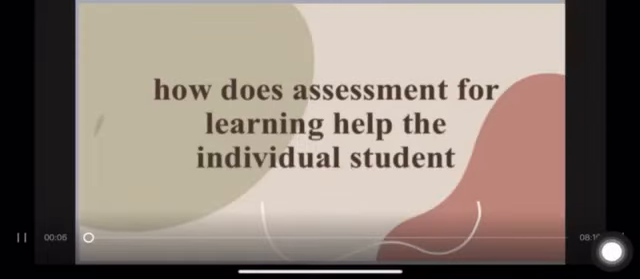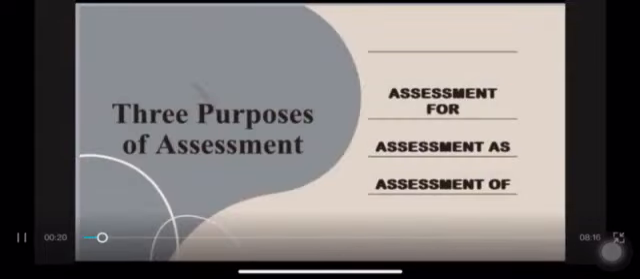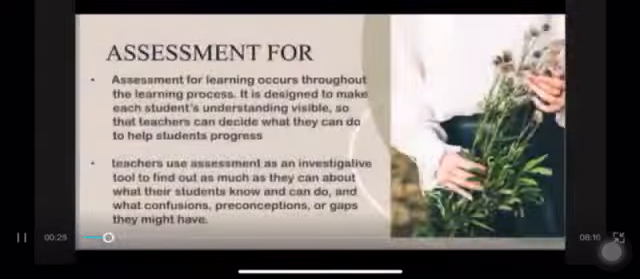And my topic is how does assessment for learning help the individual student? In this topic, we will be knowing the importance of assessment for our students and also as a teacher. There are three purposes of assessment: assessment for learning, assessment as learning, and assessment of learning. Alright, so let's start with assessment for learning.